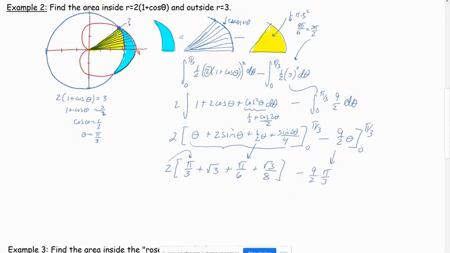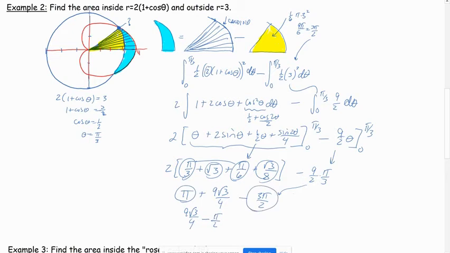And so now if I distribute this 2, actually before I distribute that, I'm going to put these together. So that's going to be pi over 2 when you put those together, times 2 is just pi. And then if we put these together, we get 9 root 3 over 8 times 2 becomes 9 root 3 over 4. And then this is minus, this is 9 pi over 6, which is 3 pi over 2. And so now we have 9 root 3 over 4 minus pi over 2 when we put these two together. And that is only for this area.